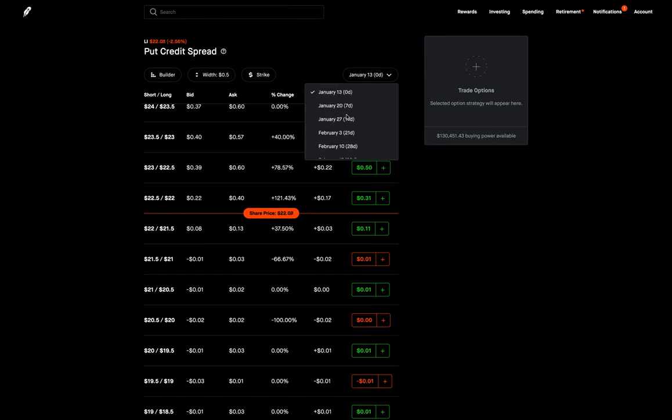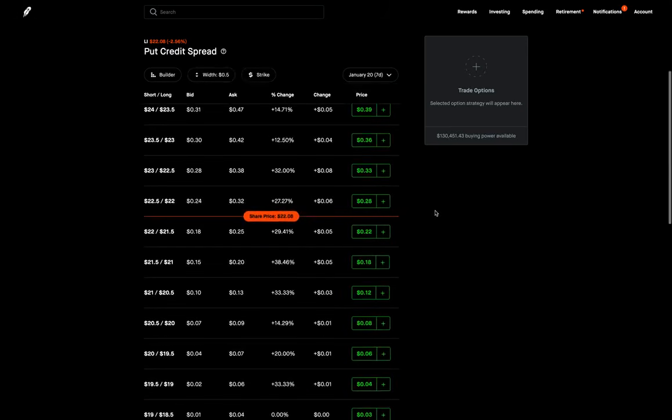For this example, I'm just going to go to January 20. Again, this is just an example. So let's say I wanted my expiration date to be January 20. Ideally, we want to be bullish on this stock up until then. The next thing I want to do is talk about how a put credit spread works and how we make money. The way a put credit spread works is you basically want to determine what price you believe the stock will be above at expiration.